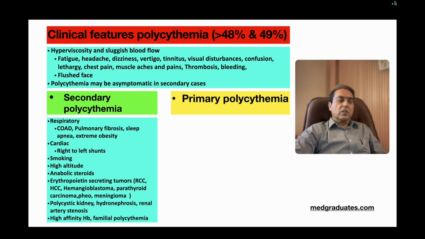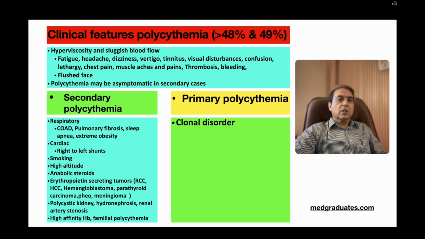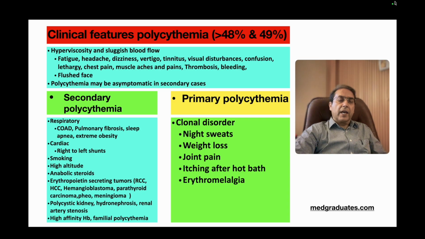And then you got primary polycythemia. Primary polycythemia or polycythemia rubra vera is a clonal disorder. It can produce certain symptoms other than the symptoms produced by the polycythemia. So there may be night sweats, weight loss, joint pains, itching after a hot bath, and erythromelalgia. The hands and the feet may become very red and have a lot of burning and pain. There's fullness in the upper abdomen, the face is ruddy in appearance, and the patient may have splenomegaly.